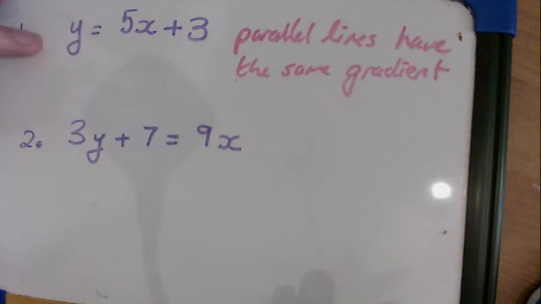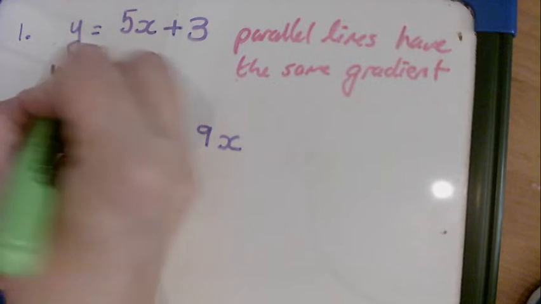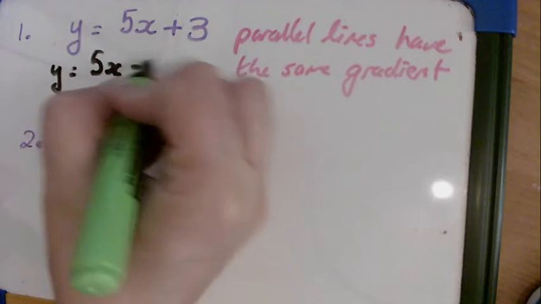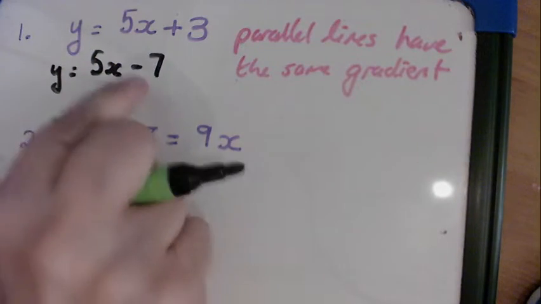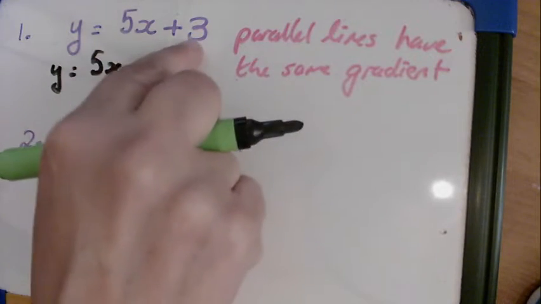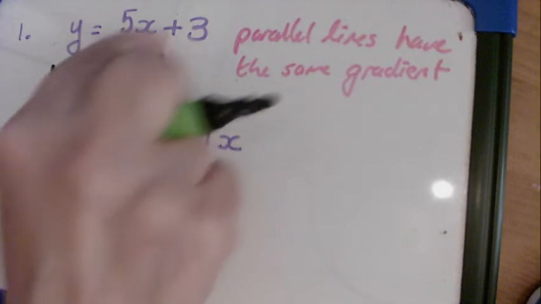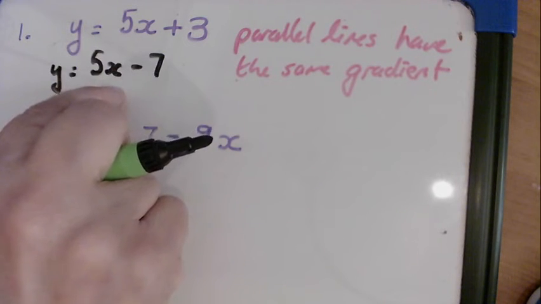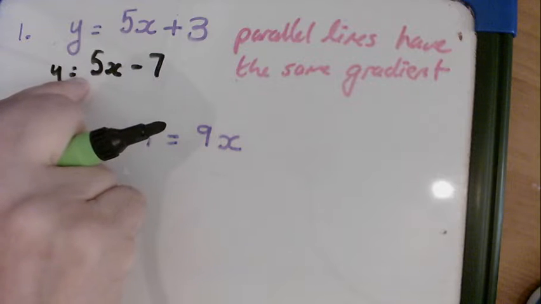So in this particular case, an equation that would be parallel to this would be something like y equals 5x minus 7. It wouldn't matter what I put here as long as it wasn't plus 3. These two lines are now parallel because they have the same gradient.